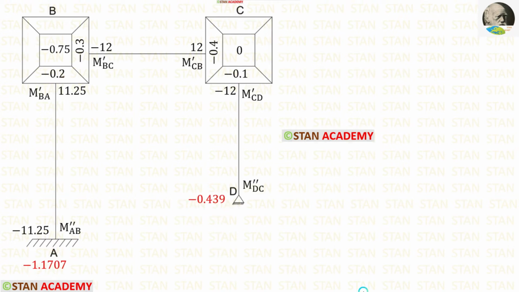In the Kani's method, in the joints, we have to find the rotation contributions. In the joint B, we have two rotation contributions, M'BA and M'BC. In the joint C also, we have two rotation contributions, M'CB and M'CD. In the columns, we have displacement contributions. In the column AB, we have the displacement contribution M'AB, and in the column CD, we have the displacement contribution M'DC.